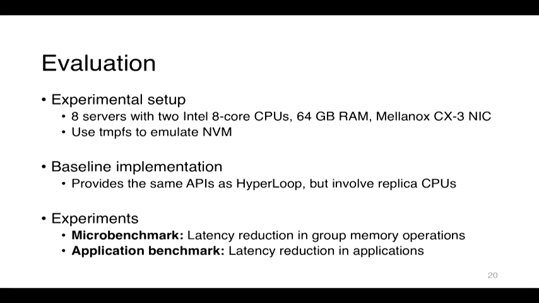To evaluate the benefits of HyperLoop, we use a testbed consisting of 8 servers equipped with RDMA-capable NICs. In the evaluation, we assume storage nodes are equipped with a battery-backed DRAM, which is a form of NVM available today. So we use the tmpfs file system to emulate NVM on top of DRAM. As a comparison point, we implement the baseline library, which supports the same set of APIs as the HyperLoop library, but uses CPU to handle operations. We evaluate the performance benefits using micro-benchmark and application benchmark.